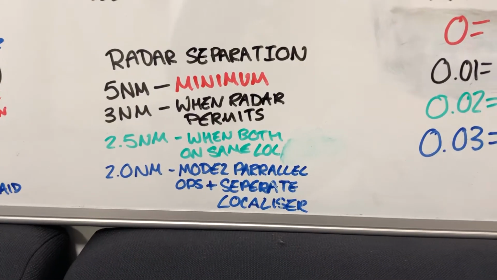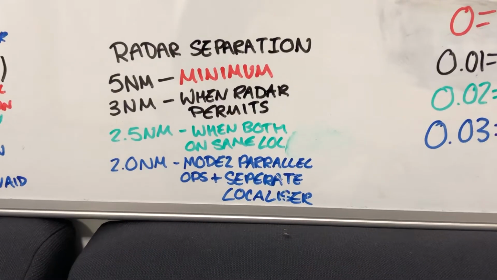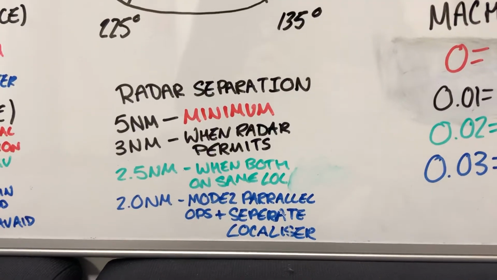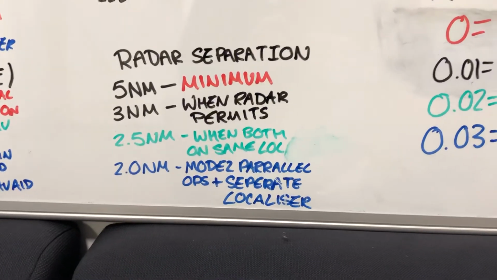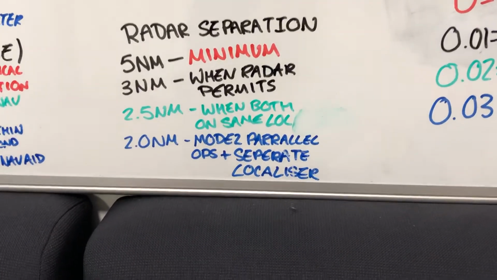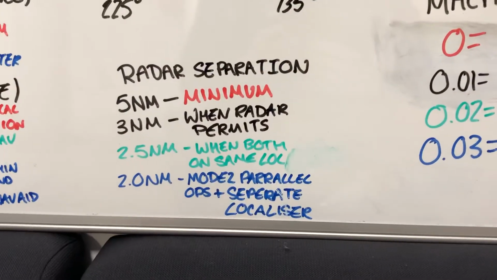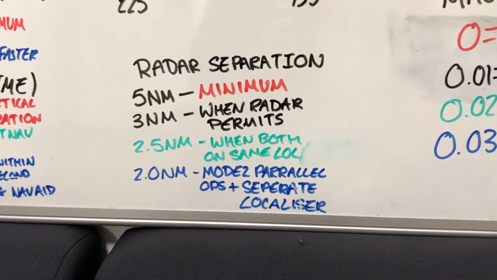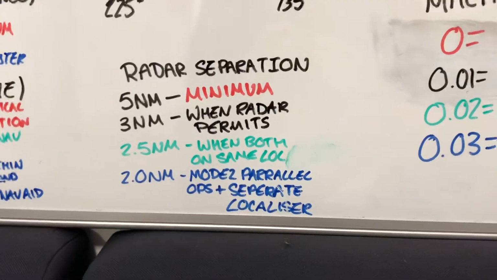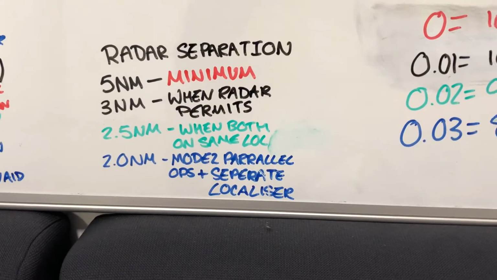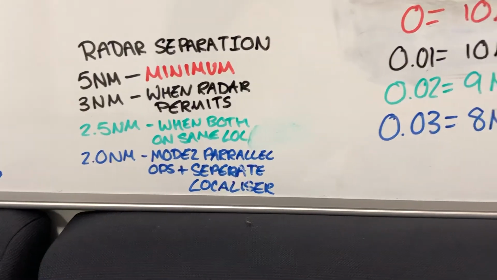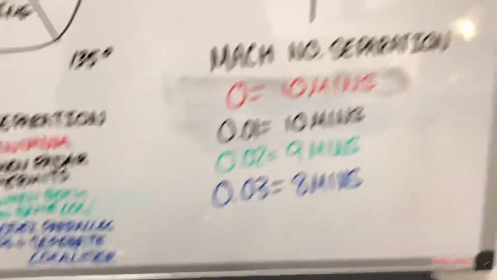When both aircraft are on the same localizer, you need 2.5 nautical miles of separation if there's radar. And then 2 nautical miles if you're on mixed parallel operations plus separate localizer. So, I don't know, you've got things like the approach into San Francisco. Just type that in on YouTube and have a look at that. I'm sure you get the idea if you don't quite understand.